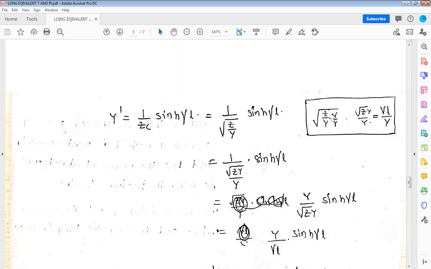Y on numerator and denominator. So that equation will be obtained as under root of Z by Y. Here I have written, so that under root of Z by Y can be represented as Y by under root of ZY into sin h into gamma L.